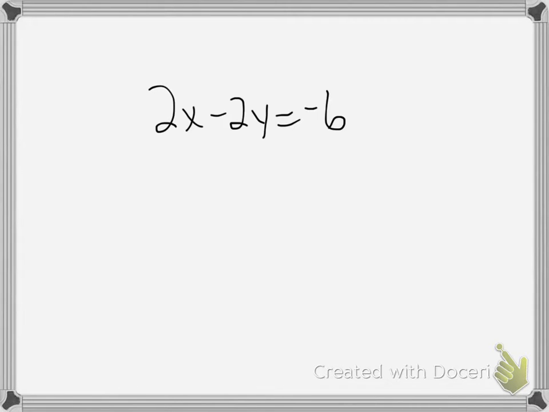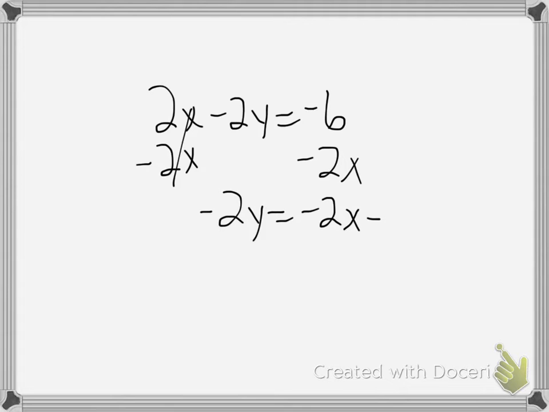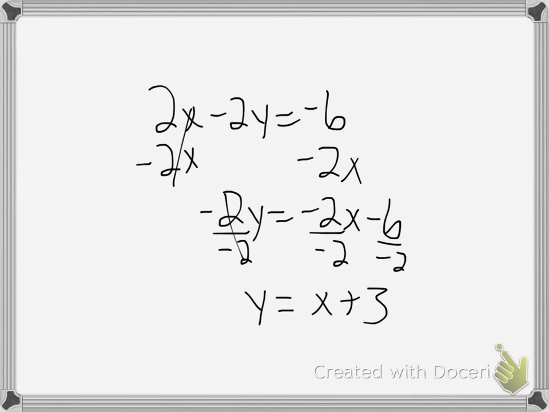How do I get y by itself here? What do I need to do before I divide by negative 2? Subtract 2x from both sides. Now what do I need to do? Divide by negative 2. So that'd give me x plus 3. Y equals x plus 3. Everyone got that? Any questions there on what I've done? Just solved it for y.